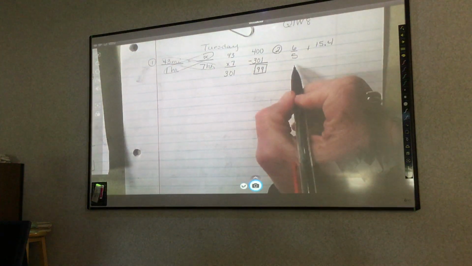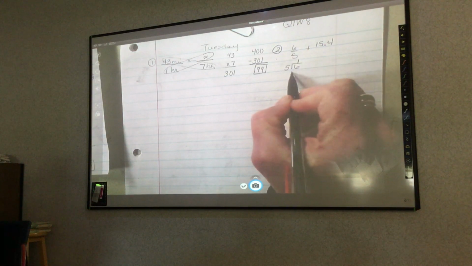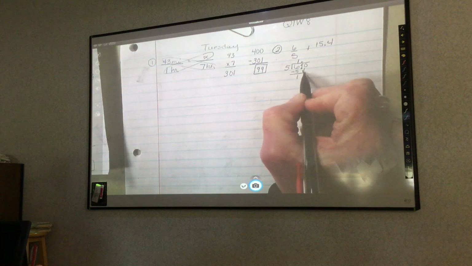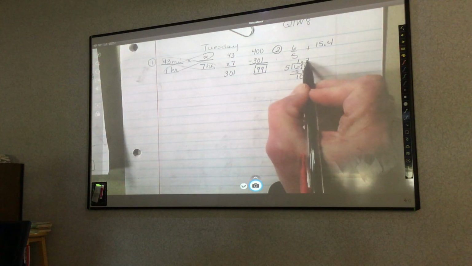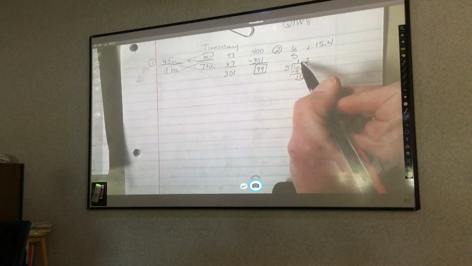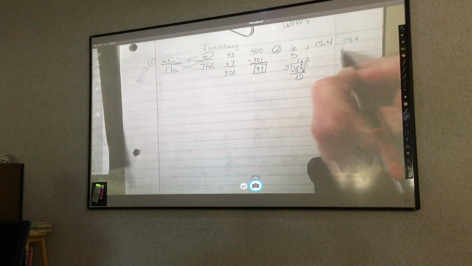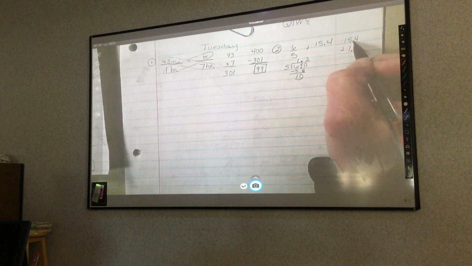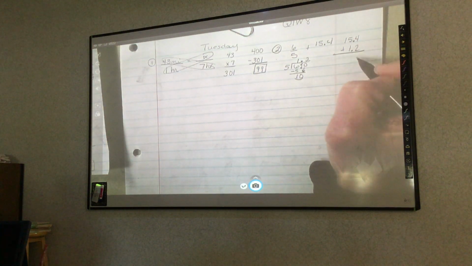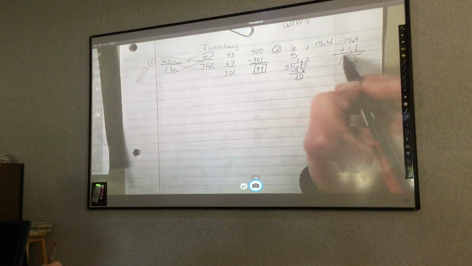So to change 6 fifths to a decimal, I just take 6 divided by 5. 5 goes into 6 once, 1 left, add a decimal, bring it up, add a 0, bring it down, 5 goes into 10 twice. So 6 fifths is really 1.2. So I have the 15.4 plus 1.2. Make sure you line up your decimals when adding and subtracting decimals. Then 4 plus 2 is 6. Bring down the decimal. 5 plus 1 is 6, and 1. So your final answer is 16.6.